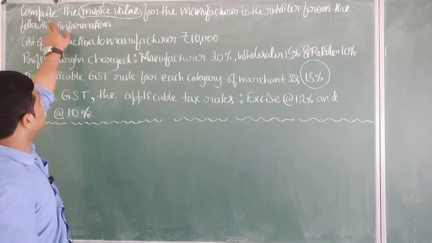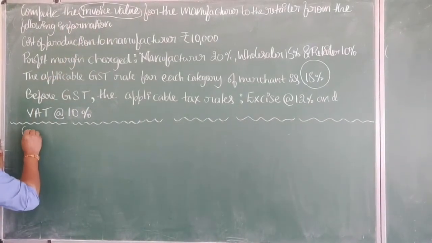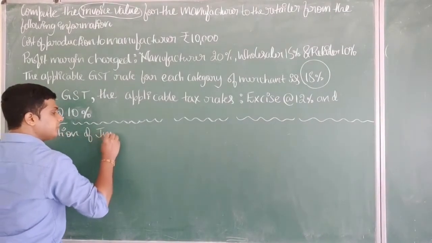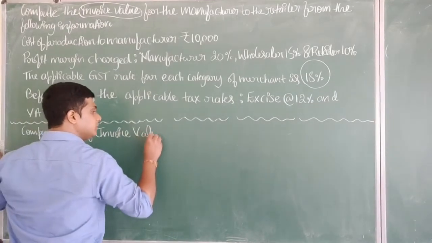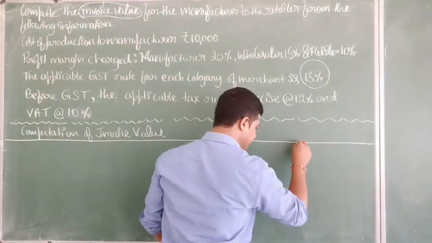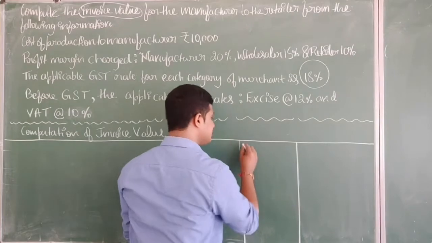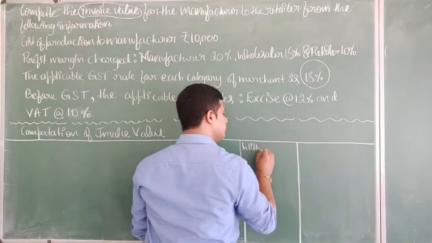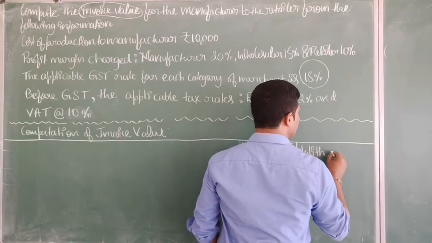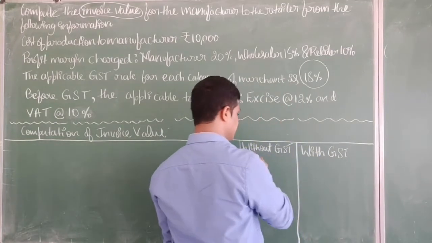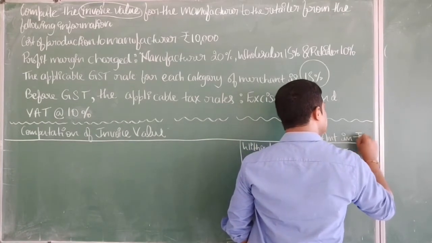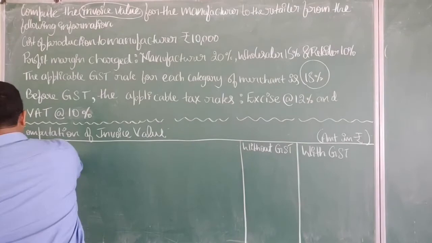As they said here, we have to calculate the invoice value. So I'll write the heading as computation of invoice value. We will be computing the invoice value for two periods. I will call it without GST, or you can say before GST, and after GST, that is with GST. So I'll categorize this as without GST and with GST. At the top I'll write amount in rupees, in brackets. So this will be my table heading.